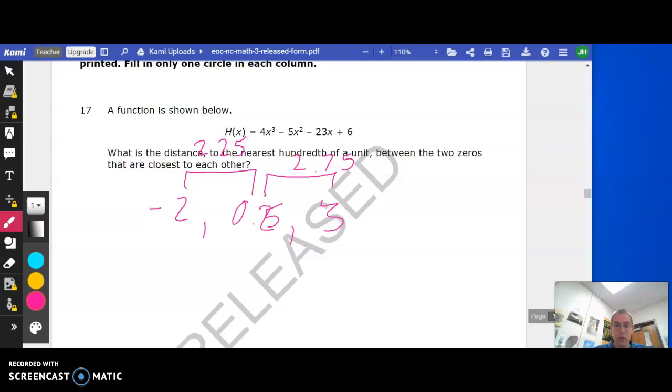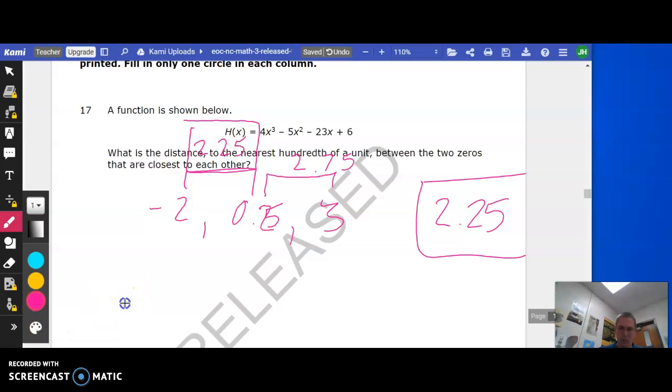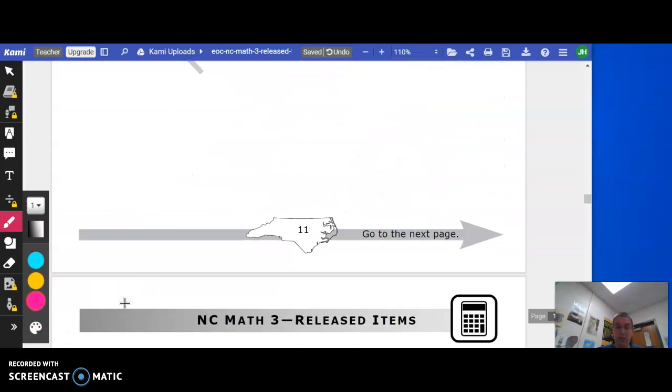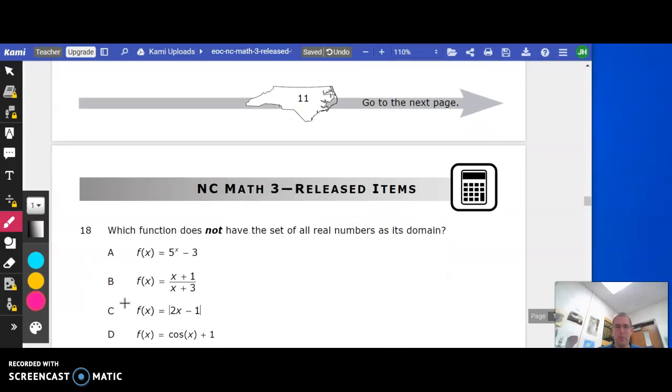So what's the distance between the zeros that are closest? In other words, we're looking for the smallest distance between zeros, which would be 2.25. So another unique problem, but we got the answer with the help of Desmos, kind of giving us all the zeros. Making an organized list did help us out a lot.